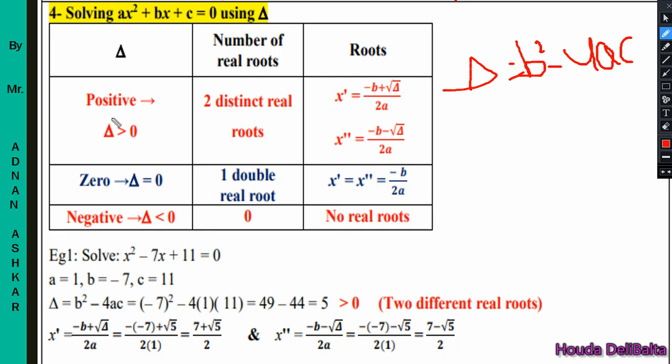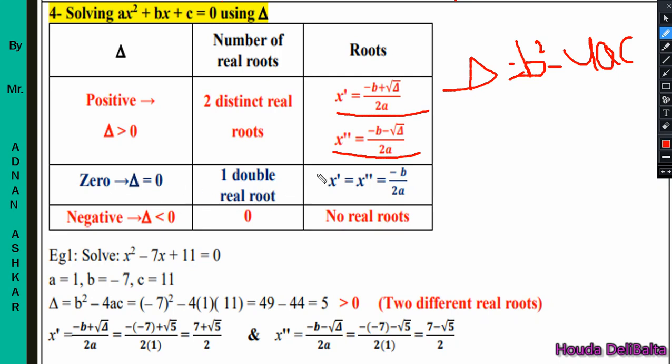That's why when delta is positive, the roots exist, because we are dealing with radical delta. Okay? Negative values cannot be put under the radical. It will be an undefined value. So these are to be memorized, and we are going to do training exercises to apply these rules. Now if delta is 0, why do we have one double real root? Let's see.